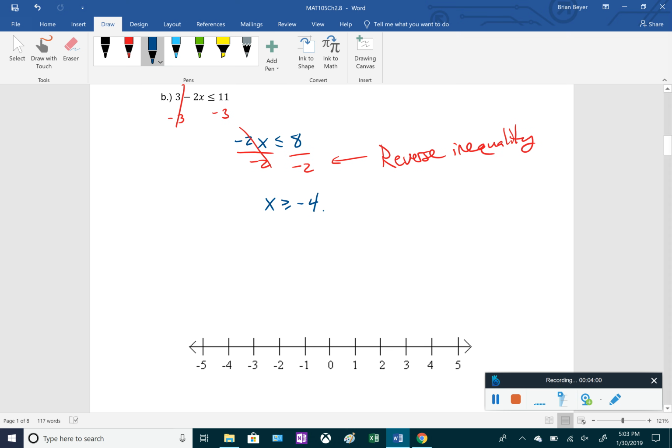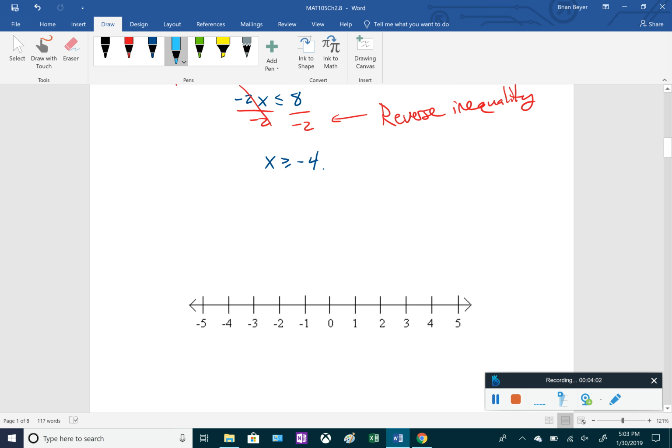Okay, so graphing this on the number line, we go over to negative 4. And we do everything greater than it because it's everything to the right of it. And we fill in the circle completely on negative 4 because it was or equal to.